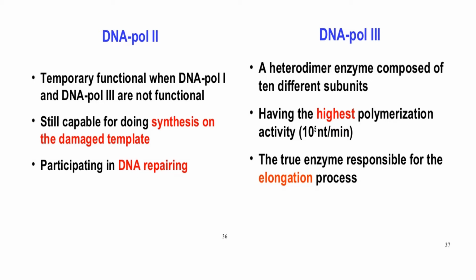And now comes DNA pol 3. It is a heterodimeric enzyme composed of 10 different subunits. It has the highest polymerization activity and is the true enzyme responsible for elongation of the DNA strand.